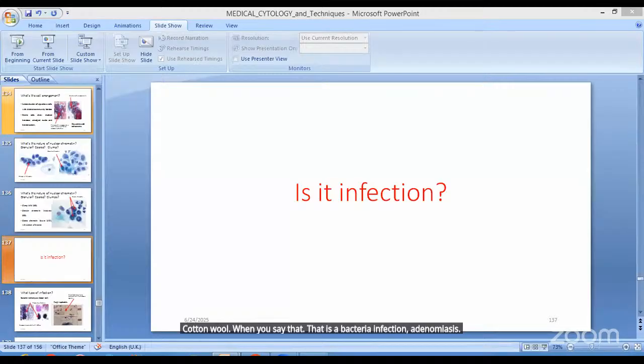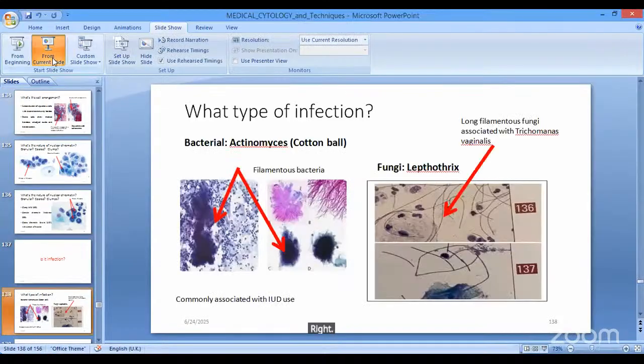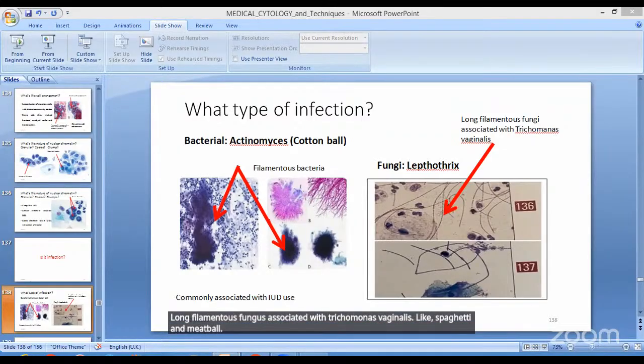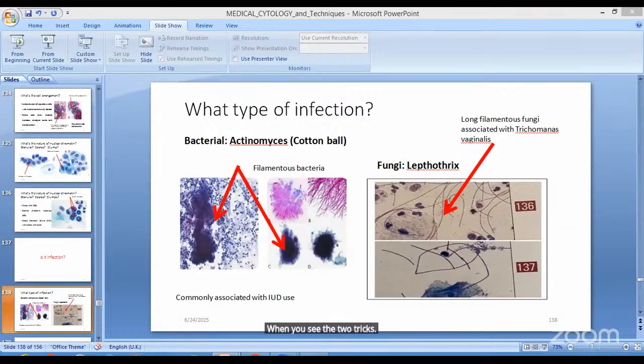Then Leptothrix, that's a long filamentous organism. Can you see this one? Leptothrix. Yes. Long filamentous organism associated with Trichomonas vaginalis, like spaghetti and meatballs. When you see Leptothrix, you have to start looking for Trichomonas on the same smear. You will find it. It's a microbial infection.